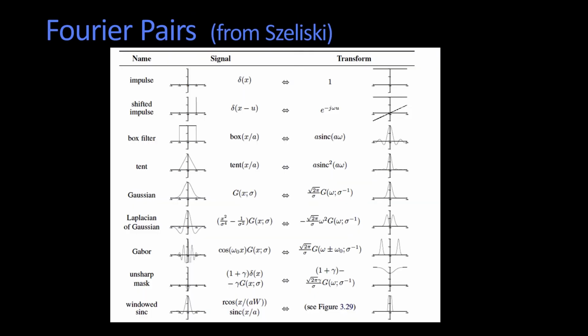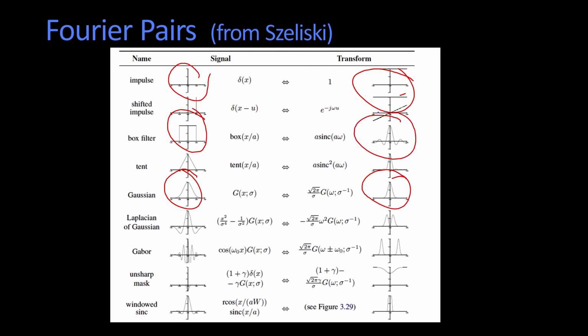We also showed some Fourier pairs. We talked about how the Fourier transform of a Gaussian is another Gaussian. We talked about how an impulse is straight. We spoke about the box filter giving you this sinc thing that explained ringing and that like.